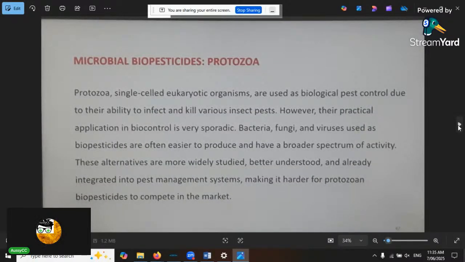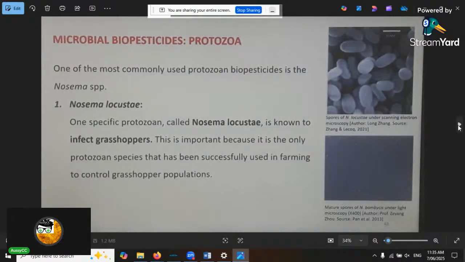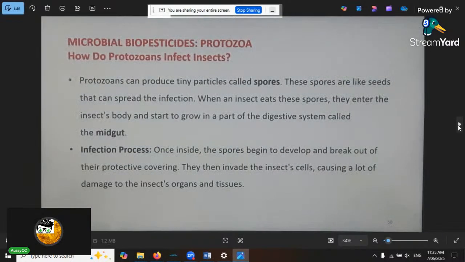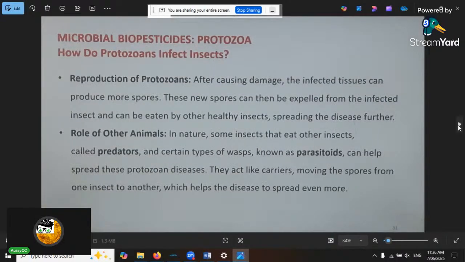Protozoa, single-celled organisms that are used quite well as well. You get beneficial ones. Haven't had much experience with it. There's some different types they do. And they infect the insects, that's their mode of action.